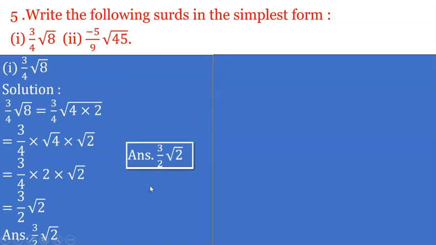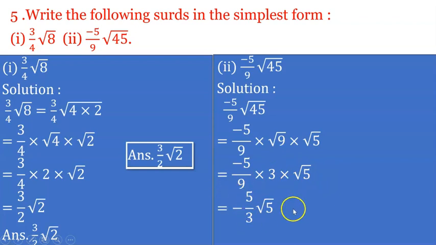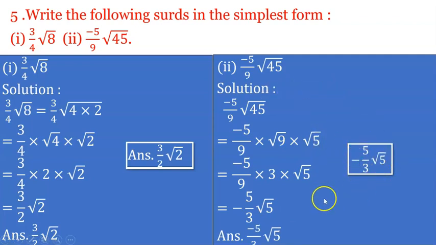Next, minus 4 by 9 into root of 45. Now, root of 45 can be written as root 9 into root 5, and root 9 is 3. Therefore, minus 4 by 9 into 3 into root 5. After simplification, you will get minus 4 by 3 into root 5. This is the answer, and this is the simplest form.